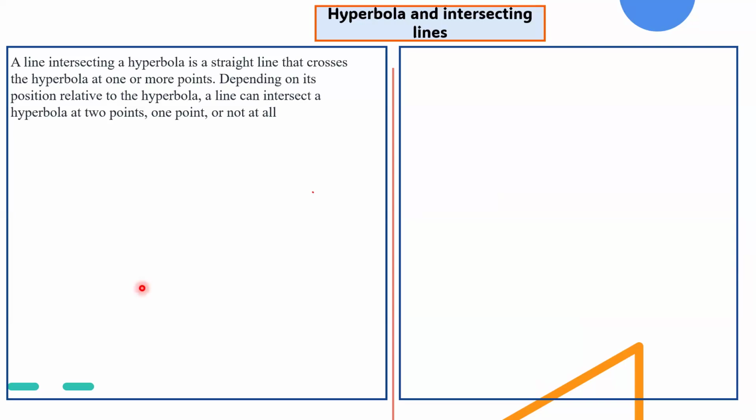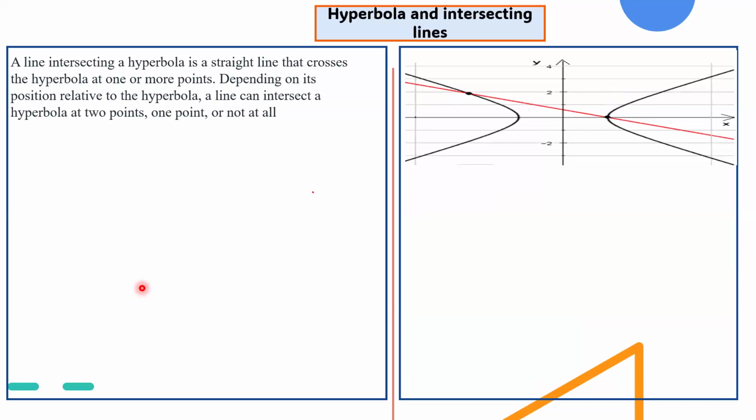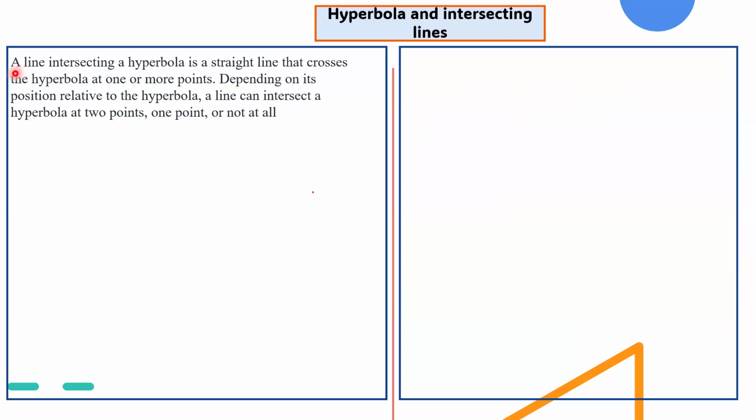All right, good morning, everyone. So I'll be presenting on hyperbola and intersecting lines. A line intersecting a hyperbola is a straight line that crosses the hyperbola at one or more points. Depending on its position relative to the hyperbola, a line can intersect the hyperbola at 2 points, 1 point, or none at all. All right?